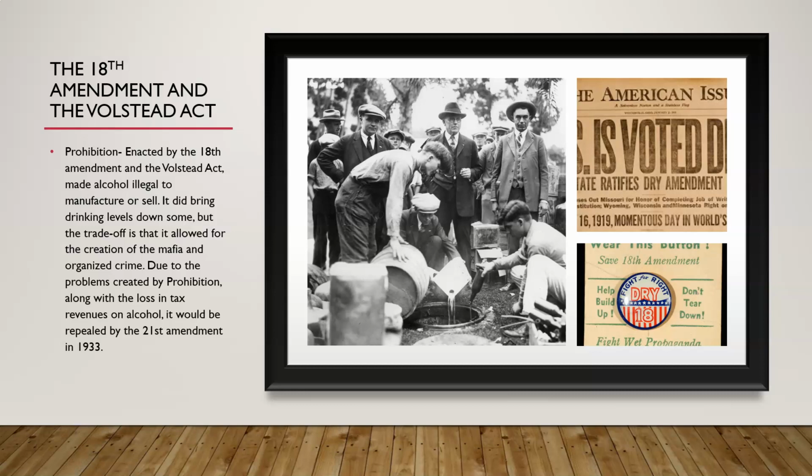But while it helped a little bit, bringing down those drinking levels for Americans, it really just helped create a mafia and some organized crime across the United States because people still wanted their alcohol, they still wanted to drink. So it just went underground. There was a big black market for it, so the mafia was able to make a lot of money from that.